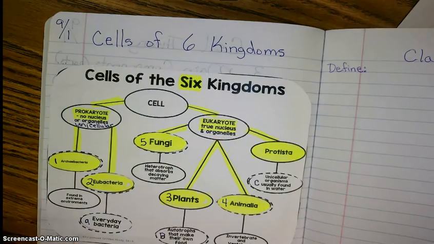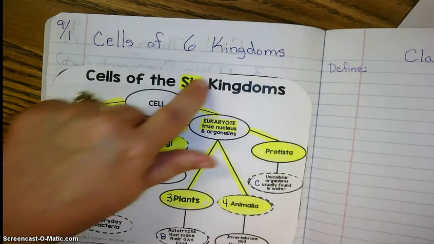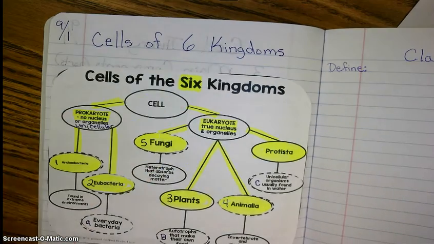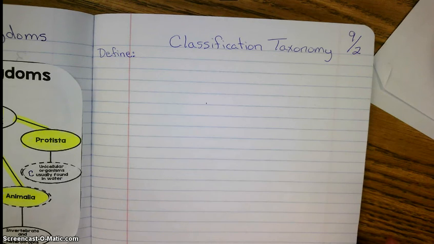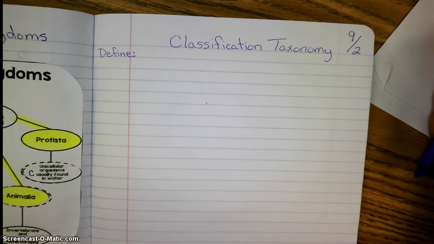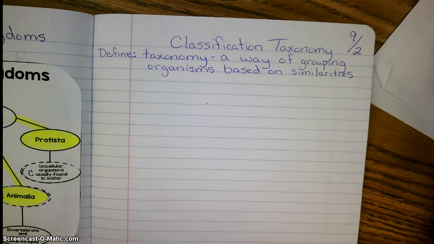Okay, so we're going to find out where these 6 kingdoms come into play, and that is something called taxonomy. So taxonomy is defined as a way of grouping organisms based on similarities. It would be like if I took all of the students in the junior high and I said, man, that's a really big group. Let's break it down into maybe smaller groups.